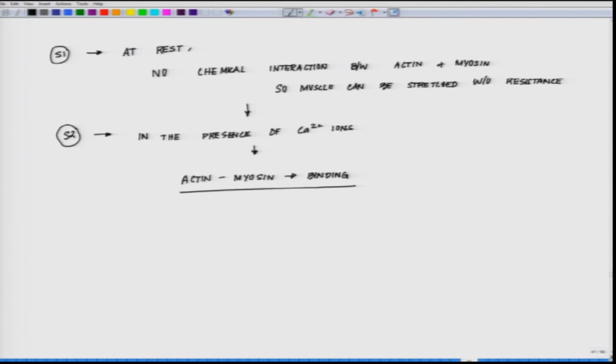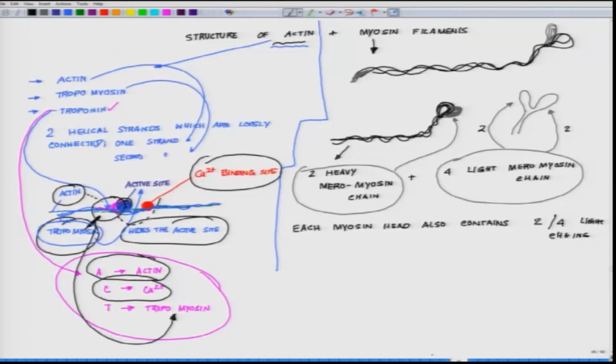to troponin. So, coming back here, I told you that troponin has a binding site for calcium. As soon as the calcium binds to the troponin, it exposes this active site. It exposed this active site, and by exposing the active site, just try to understand it first of all.